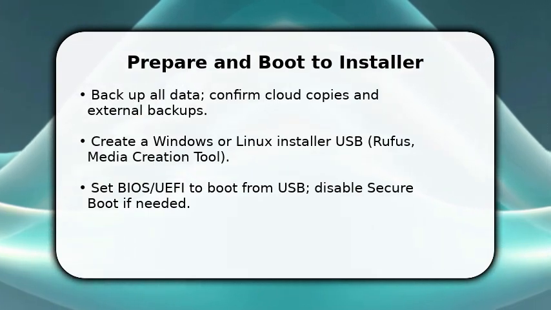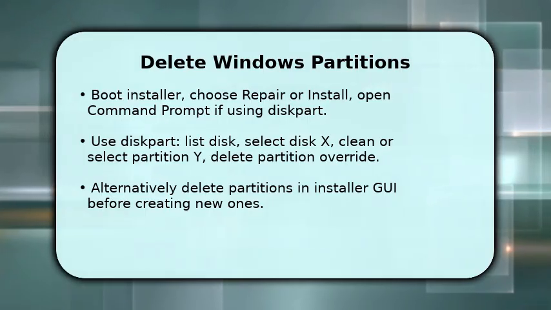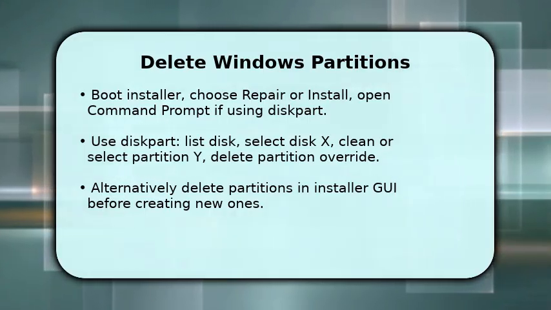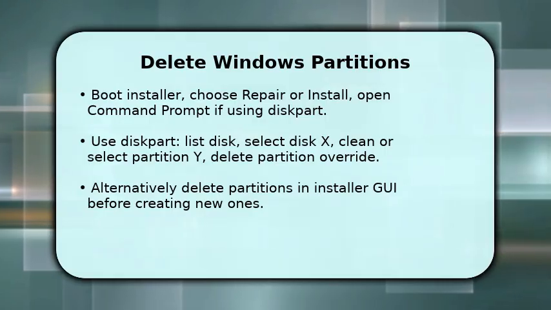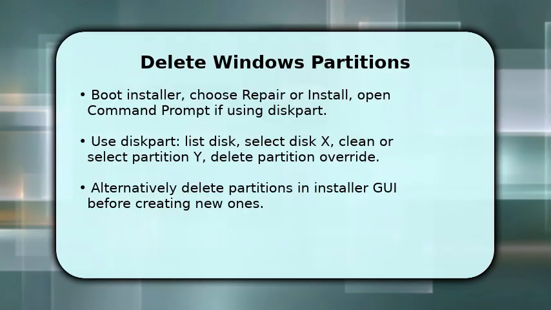If you prefer commands, open Command Prompt and run diskpart. List disk, select the drive number, then use clean to remove all partitions, or select partition N and delete partition override to remove protected areas.